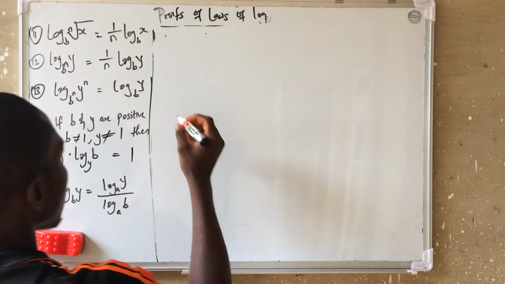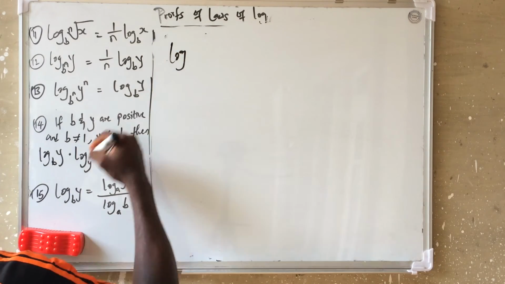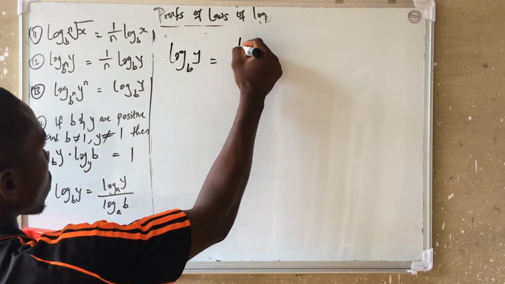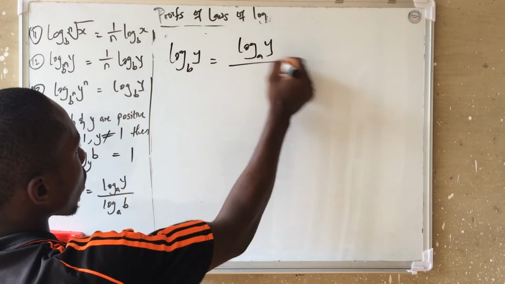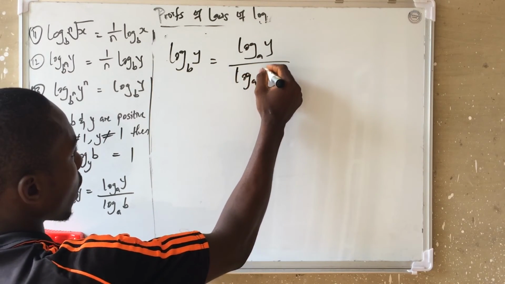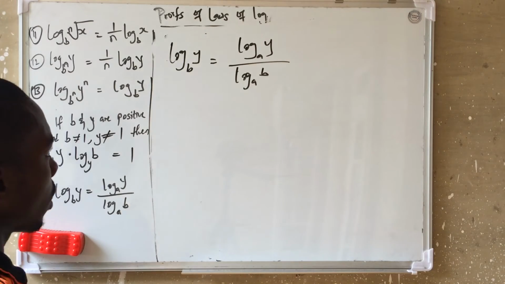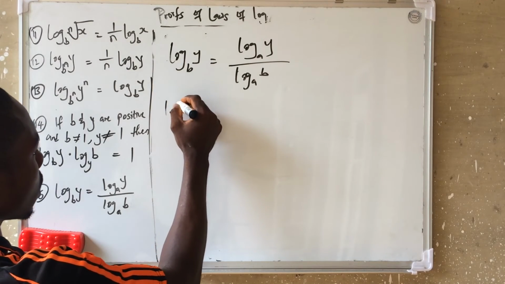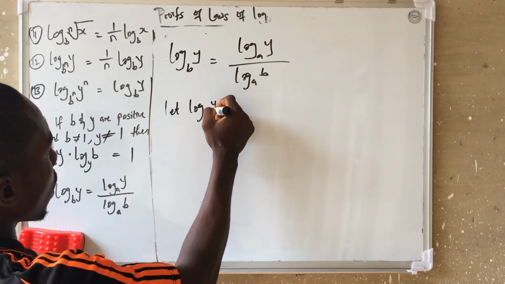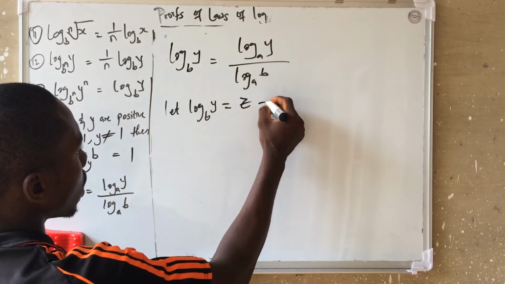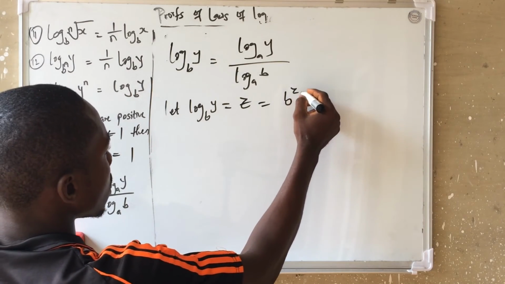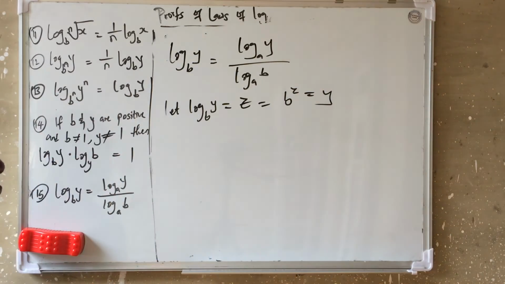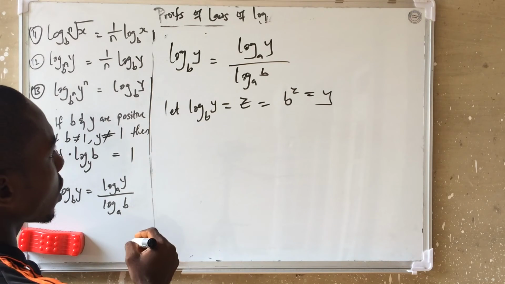So now number 15 says the log base b of y is equal to log a y over log a b. So the first thing I will do is let log base b of y be equal to z, and I'll say b raised to the power z is equal to y. What am I going to do now? I'm going to take a common base, base a, of both sides.